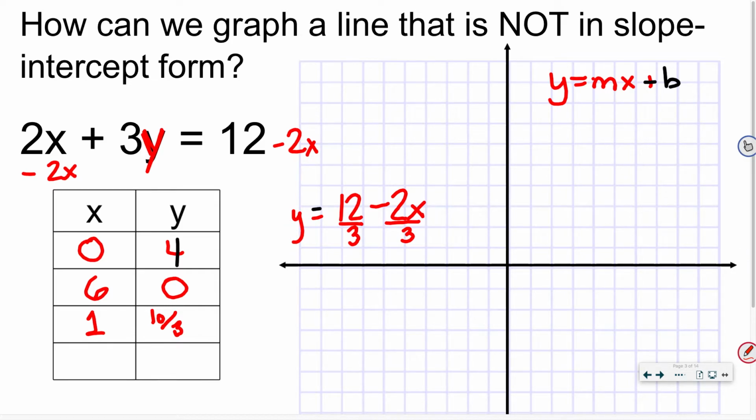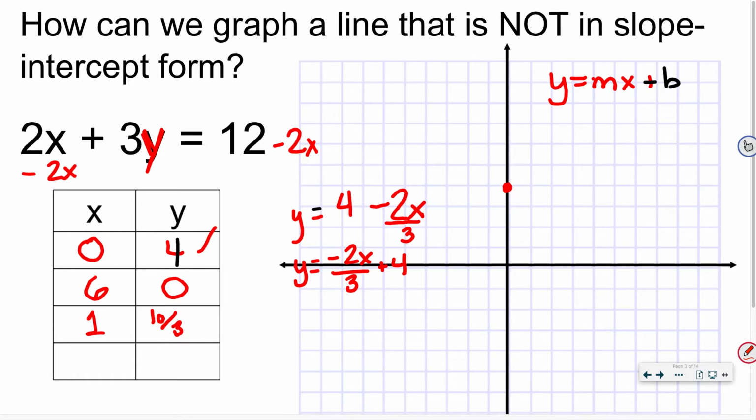Is that in slope-intercept form now? I'm going to simplify 12 thirds and make it 4. Is that in slope-intercept form? Yeah, I mean, it's flip-flopped. But could I still identify the y-intercept and the slope? Yes, absolutely. What's the y-intercept? 4. Which was true. I had that already from substituting it.